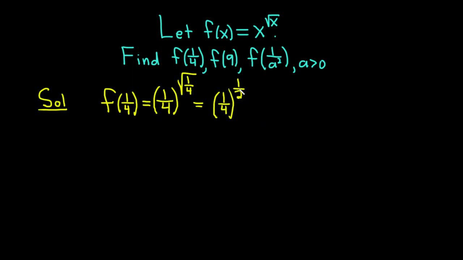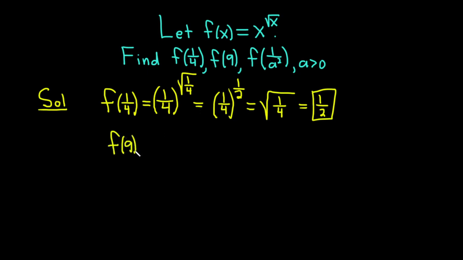And whenever you have an exponent of 1/2, you can write the whole thing as a square root. This is the square root of 1/4, and the square root of 1/4 is 1/2. That's because 1/2 times 1/2 is 1/4. And so f of 1/4 is equal to 1/2. Let's do f of 9.